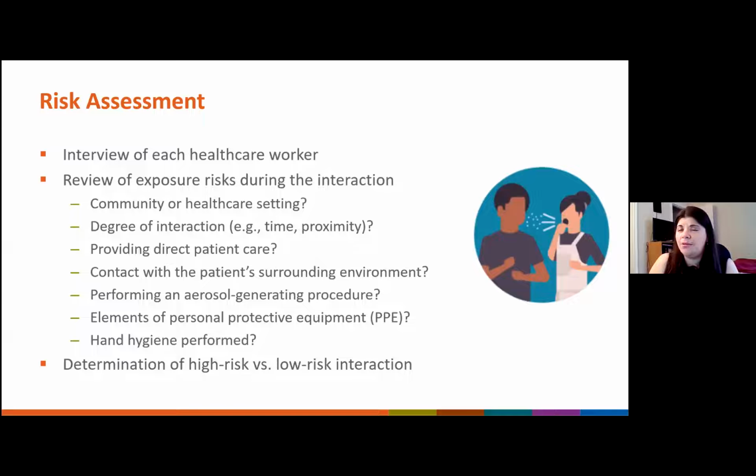What type of PPE was the healthcare worker wearing, as well as what PPE was the patient wearing? So aspects of source control that would also affect the potential risk to a healthcare worker who has had an exposure, as well as other IPC aspects such as whether or not appropriate hand hygiene was performed. And then based on those elements of exposure, determining if that was an interaction that is a high risk of potentially developing COVID-19 over the next 14 days or a low risk.